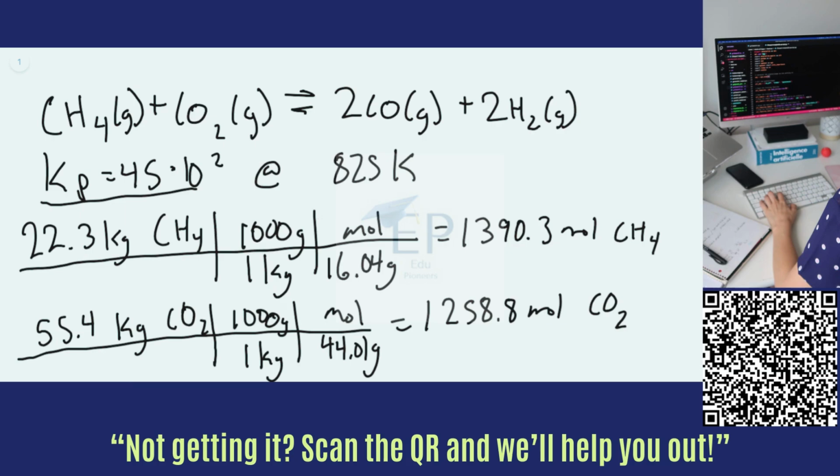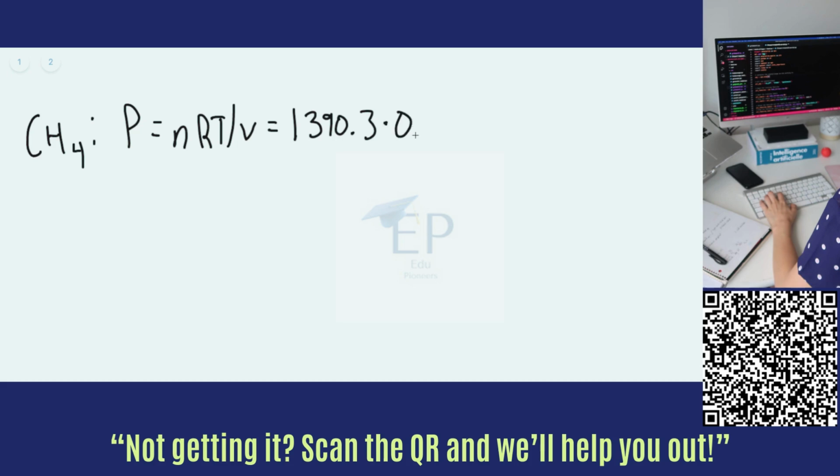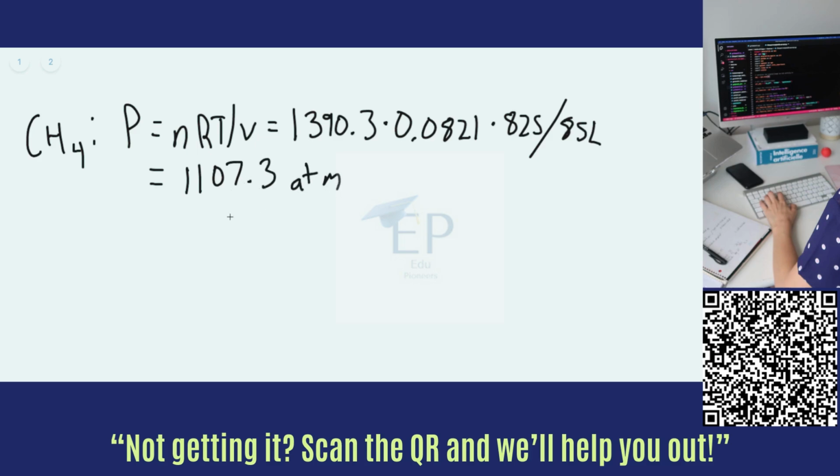And so since we're given a Kp and we're told to treat this as an ideal gas, we can convert each of those into partial pressures. For CH4, we can use the ideal gas law, P equals nRT over V, plug in our values, 1390.3 times 0.0821 times 825, our temperature, and then divided by our volume, 85 liters, and that gives us a partial pressure of 1107.3 atmospheres.